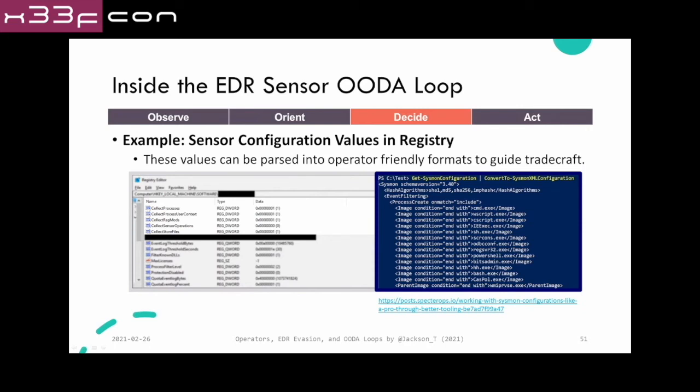Similarly, on the right is a screenshot of MacRaber's script for parsing out Sysmon configurations, which I thought was really cool, especially because this configuration has that granular logic of what it does and doesn't report on.